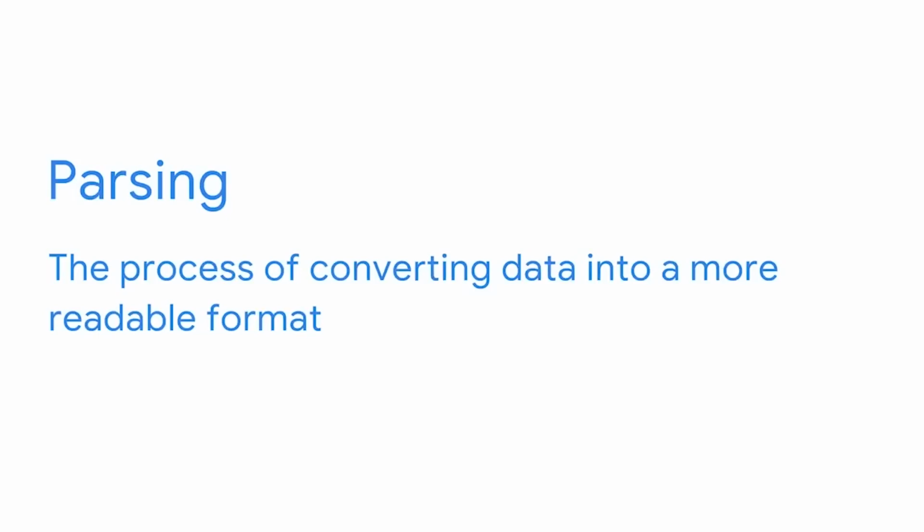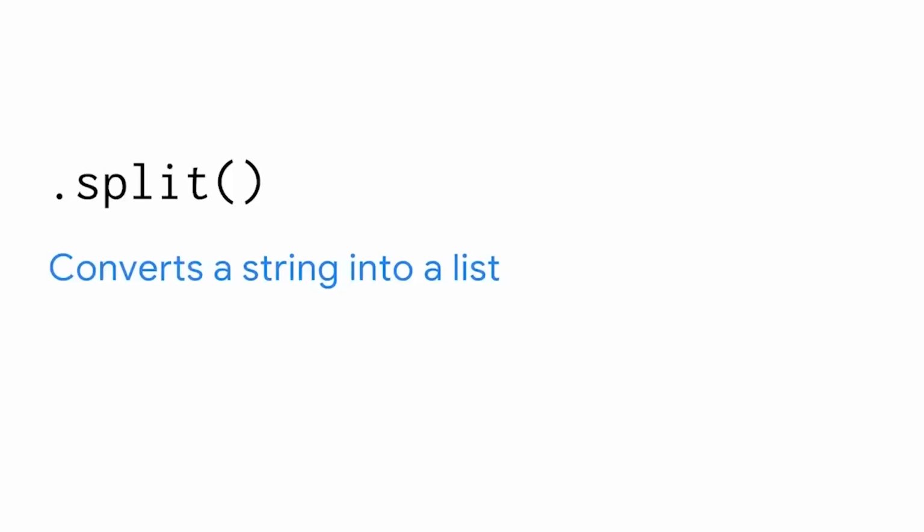Parsing is the process of converting data into a more readable format. To do this, we're going to put together everything we learn about lists and strings and learn another method for working with strings in Python. The method we need is the split method. The split method converts a string into a list. It does this by separating the string based on a specified character, or if no argument is passed, every time it encounters a white space, it separates the string.